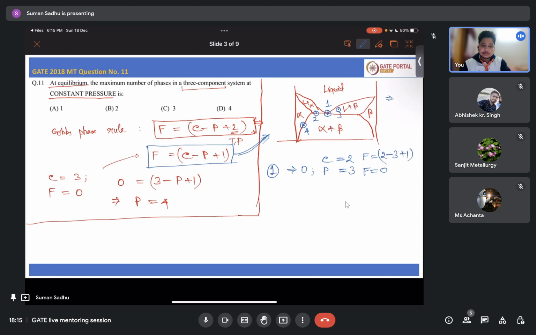So what does it mean? Your degree of freedom is 0 means what? This is an invariant reaction, right? We cannot change the pressure or the temperature or the composition. Yes. If you are at constant pressure, then you cannot change any other variable, right? If you change the temperature, it will go to some other region. If you change the composition also, then it will go to some other region, right?